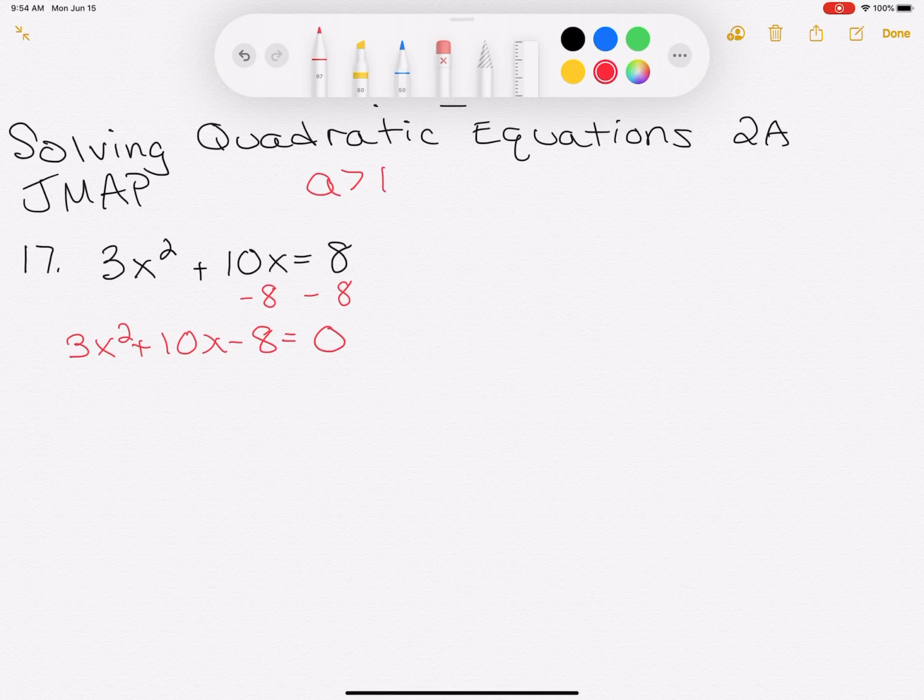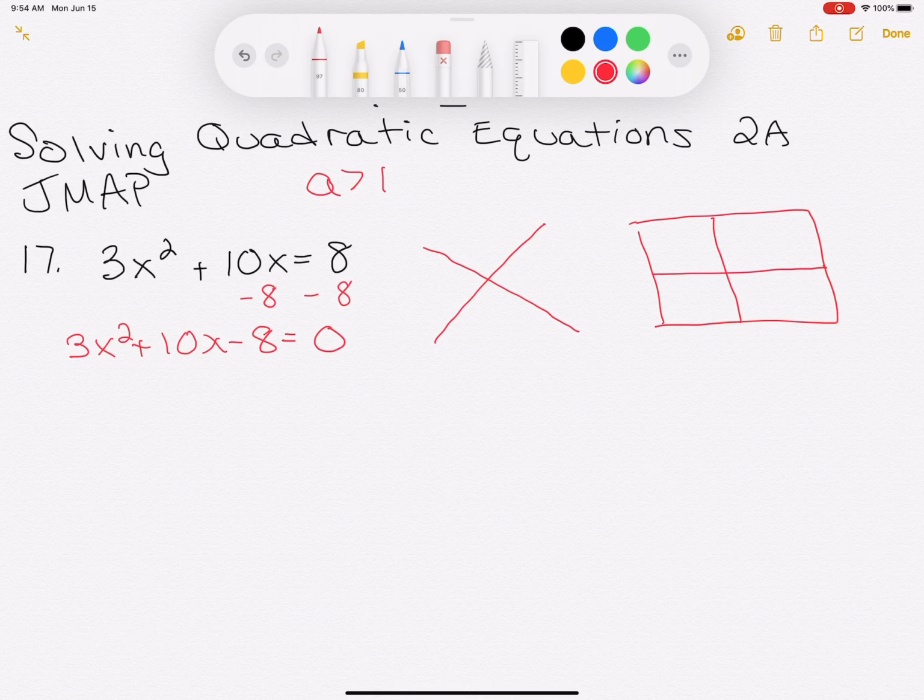I have a quadratic equation. A is greater than 1. A is, in this case, 3. That's x squared's coefficient, or the leading coefficient. And I set it equal to 0 by moving that 8 over. Now I have 3x squared plus 10x minus 8. So I have to use the diamond in the box method because the a value is greater than 1. I'm going to take the first times the last, which is negative 24x squared.